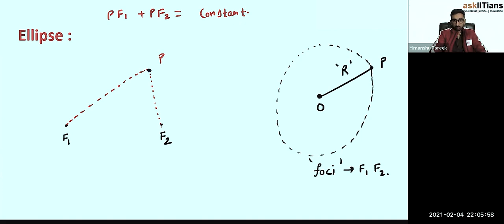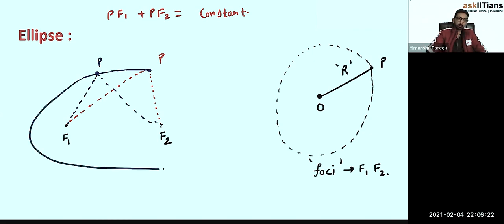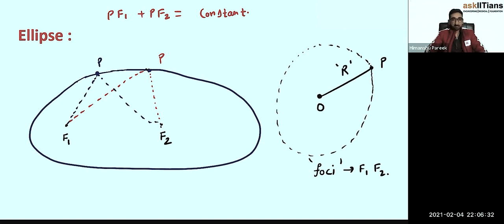So this point should move in such a way that the sum of its distances from these two fixed points remains constant. When this point comes here to this place, again you can measure this PF1 and this PF2. When PF1 decreases, PF2 will automatically increase. So the resulting trajectory would be like this, which resembles the ellipse. My drawing is not very good, so excuse me for that.